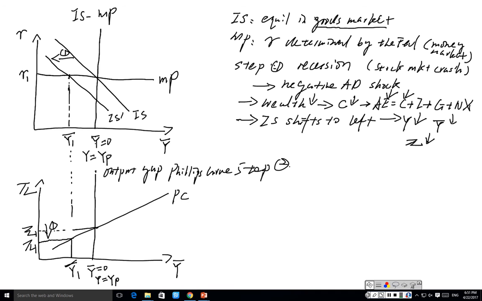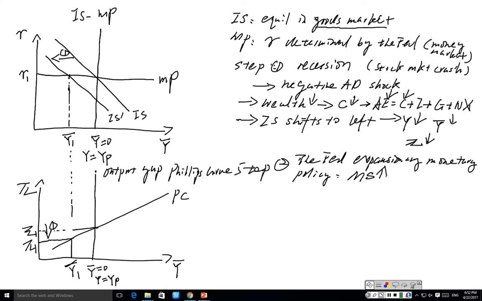That's step 2. We can imagine that with a lower level of output, the Federal Reserve will use expansionary monetary policy to fight the recession. So the Fed will adopt expansionary monetary policy to stimulate the economy. The typical expansionary monetary policy is conducted by increasing the money supply. So how could this affect this model here?